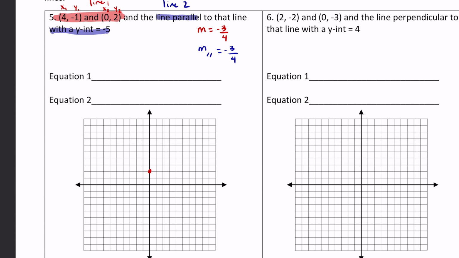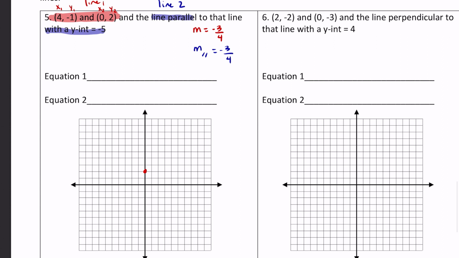Now I'm going to go ahead and use my slope, which is -3 over 4. So I'm going to go down 3, right 4, down 3, right 4, right? Yep. And I'm going to do the opposite. I'm going to go up 3, left 4. 1, 2, 3, 4. And then this here, if I adjust this a little bit, that is line 1, or equation 1.